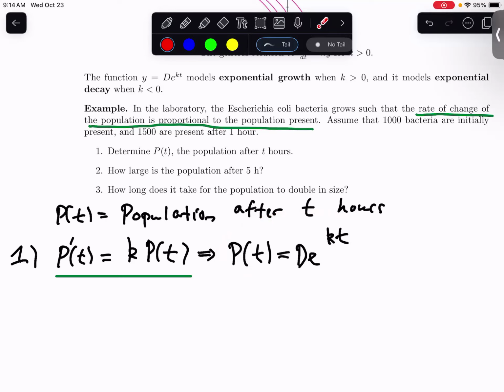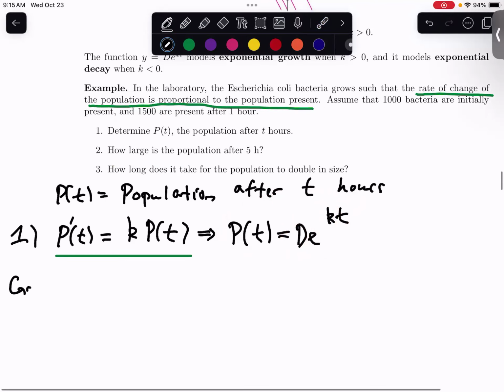Okay, and so what we want to do is determine what d is going to be, and we also want to determine what k is going to be. Looking at problem 2, it's asking how large is the population after 5 hours. So you would plug in t is equal to 5, but we wouldn't know what d is equal to, and we wouldn't know what k is equal to. So it wouldn't really give us a number. So the next goal that we have is we want to find the following 2 quantities. So we want to find d and k.